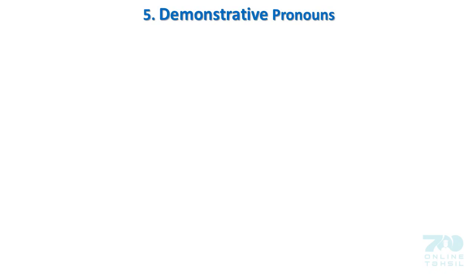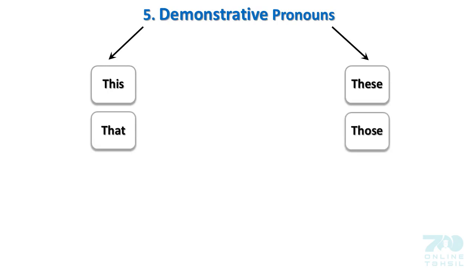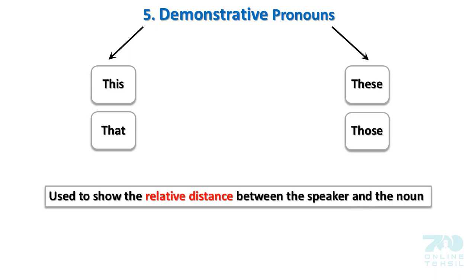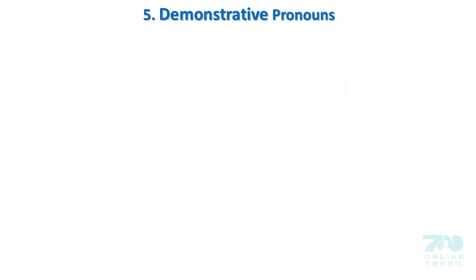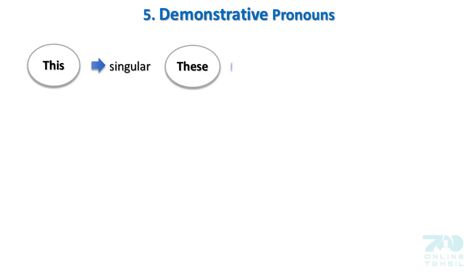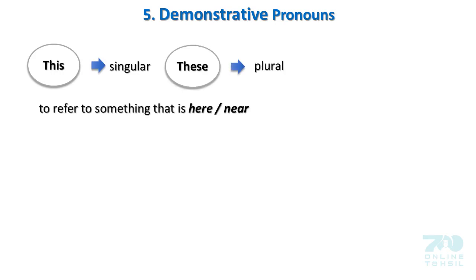5. Demonstrative pronouns. This, that, these, those are called demonstratives, and they are used to show the relative distance between the speaker and the noun. We use this, singular, and these, plural, to refer to something that is here, near. Examples. This is my car, singular. These are our children, plural.